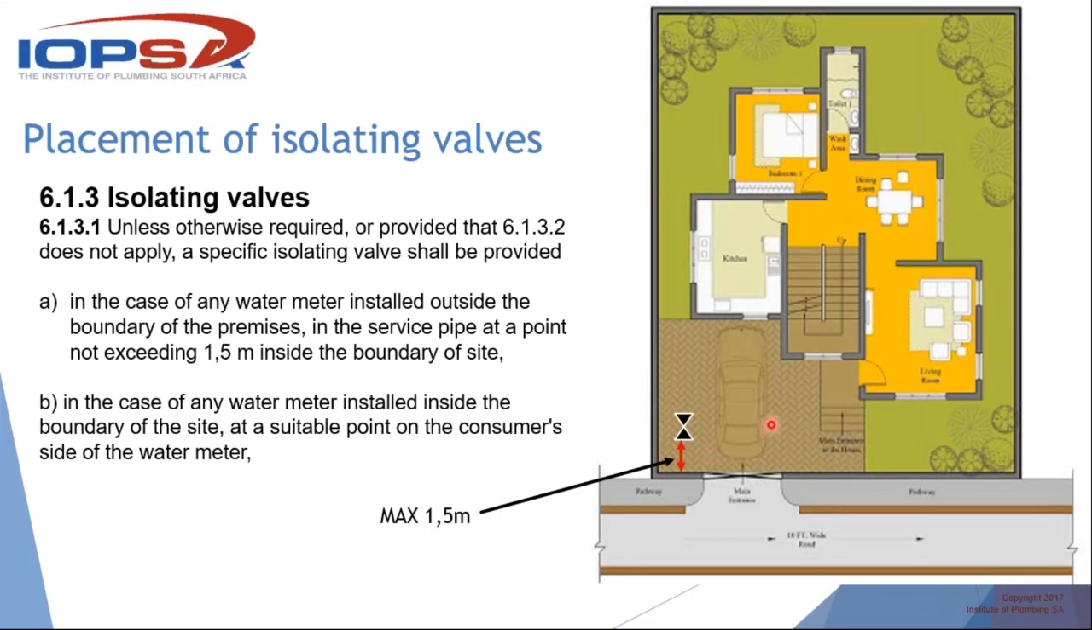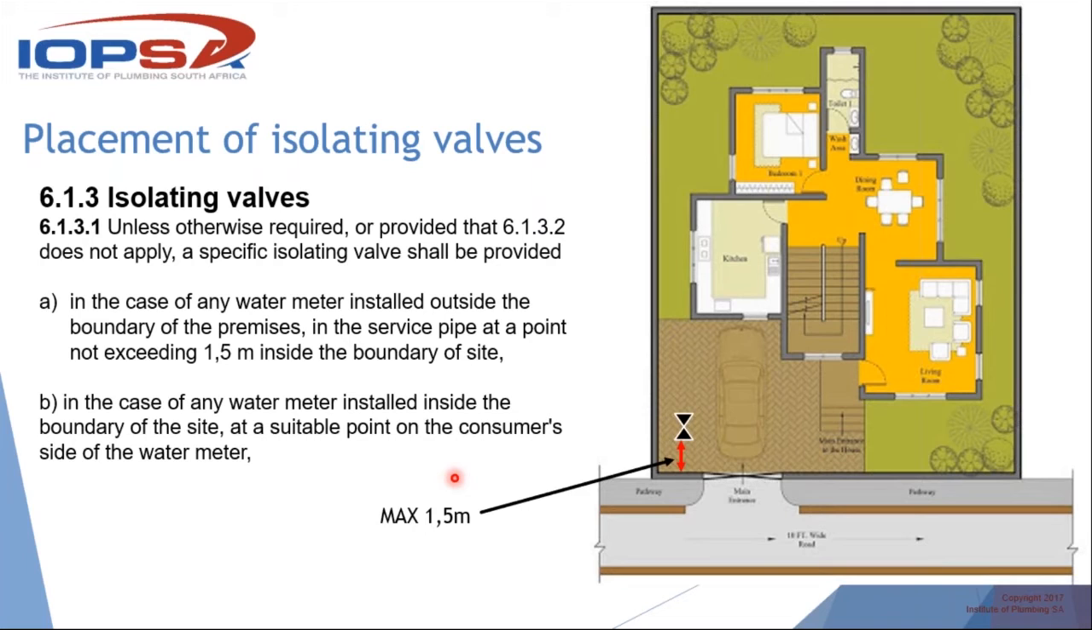B, in the case of any water meter installed inside the boundary of the site. So if the water meter was installed somewhere inside the site, now we're talking about any site. So this is a single dwelling. A site would also be the area of a multi-dwelling complex. So you could have a complex with 20 units, and within the boundary of that site, the water meter is installed in a manhole which is accessible within the site. So it might not be outside. In that case, you shall have an isolating valve at a suitable point on the consumer's side of the water meter.